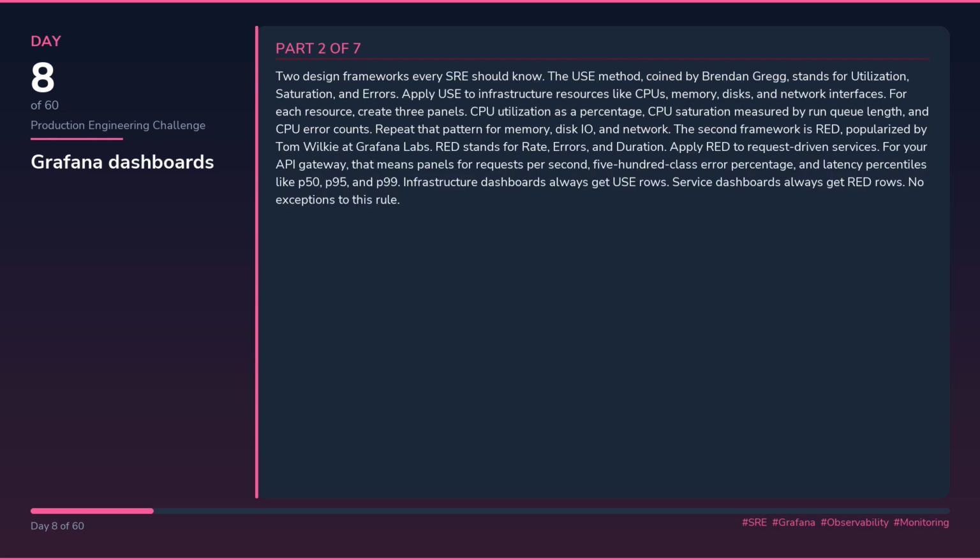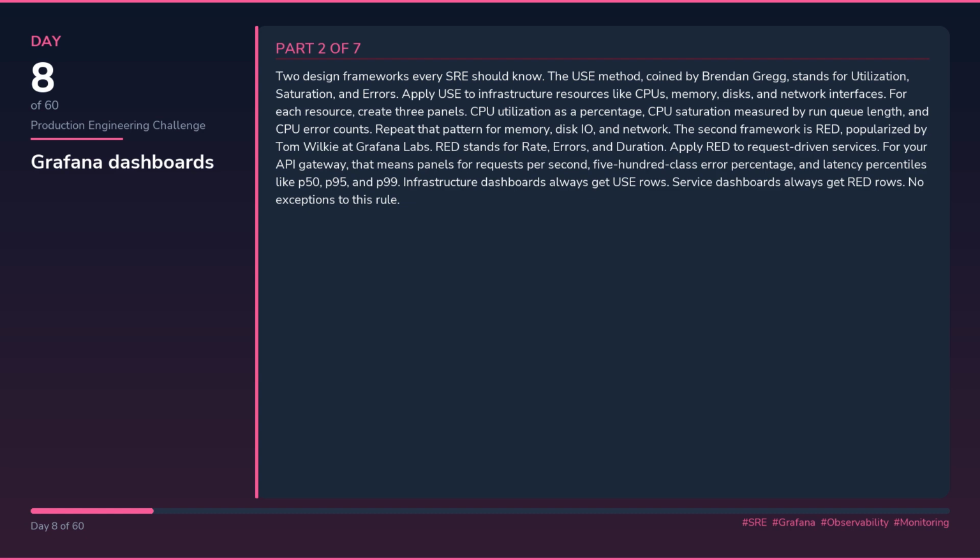2 design frameworks every SRE should know. The USE method, coined by Brendan Gregg, stands for utilization, saturation, and errors. Apply USE to infrastructure resources like CPUs, memory, disks, and network interfaces. For each resource, create 3 panels. CPU utilization as a percentage, CPU saturation measured by run queue length, and CPU error counts. Repeat that pattern for memory, disk I/O, and network.